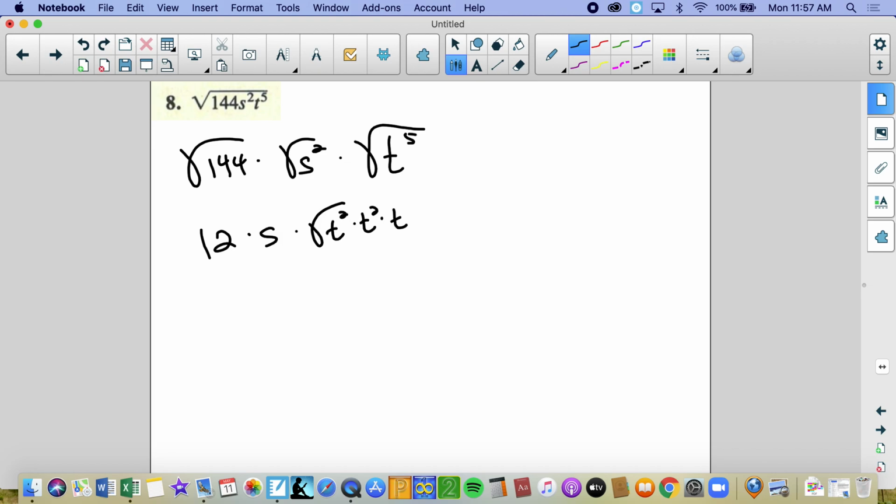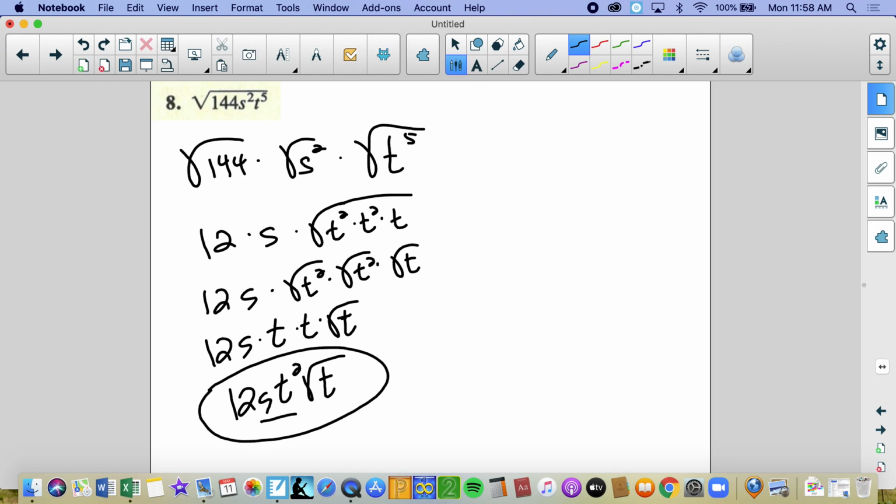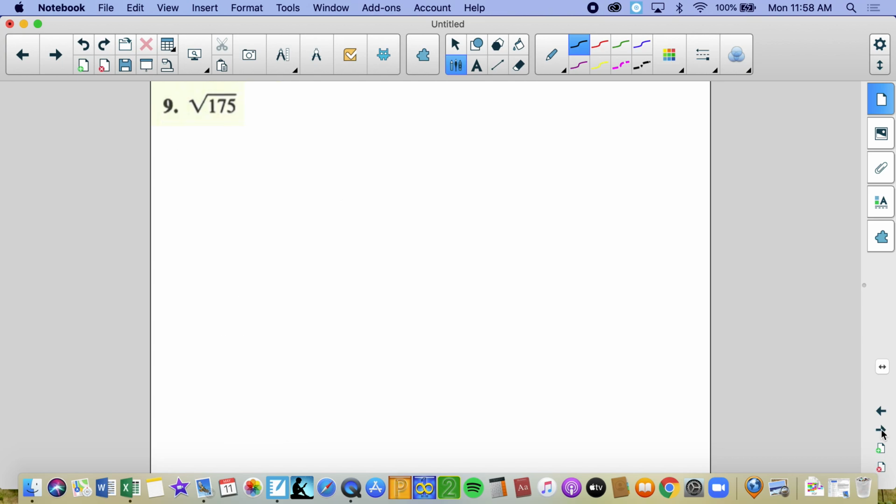into perfect squares. So t squared, and rad t. That's that leftover that I was talking about. So we have 12s times t times rad t. And my final answer is going to be 12st squared times rad t. Remember, these have to be in alphabetical order, so make sure that that's in order and your radical stays inside the house there. Number 9, 175.